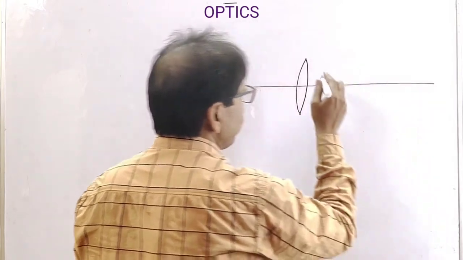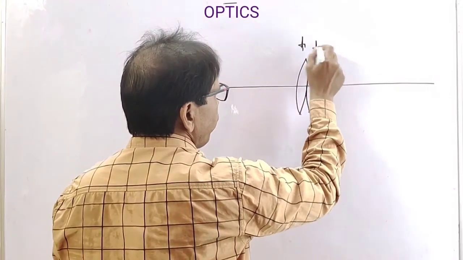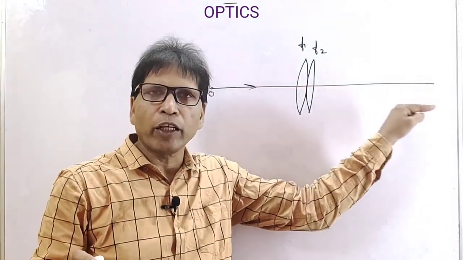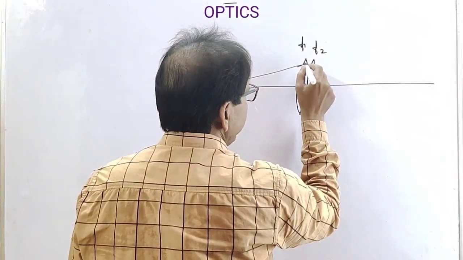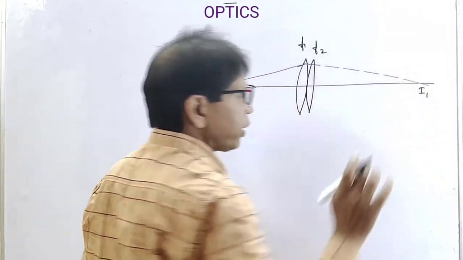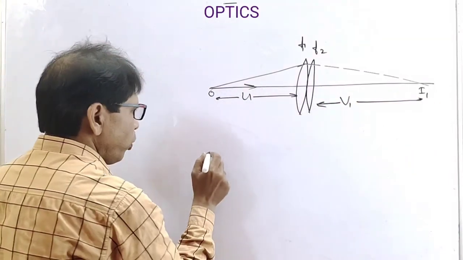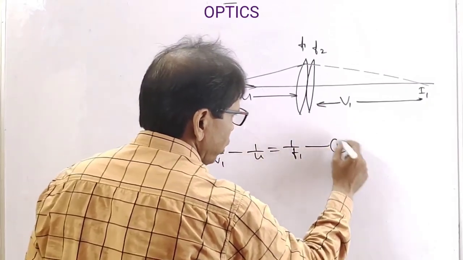Okay. Now equivalent focal length when the two lenses are in contact. This is the common principal axis of two lenses in contact. The focal length of the first lens be f1 and focal length of the second lens be f2. From the object O, a ray passes through the optical center of the lenses, and another oblique ray is incident on the lens. After refraction at the first lens, they meet at the point I1. So I1 is the image formed by the first lens. If u be the object distance and v1 be the image distance for the lens, then we can write 1 by v1 minus 1 by u equal to 1 by f1. This is equation number 1.